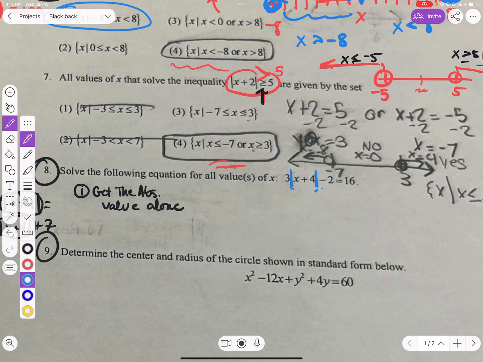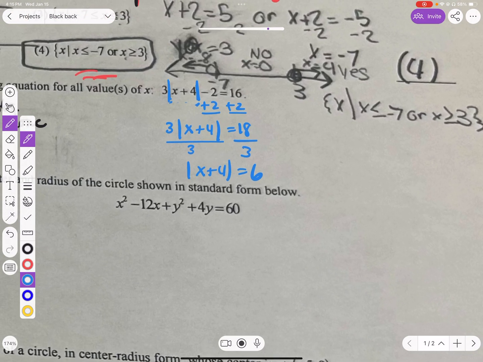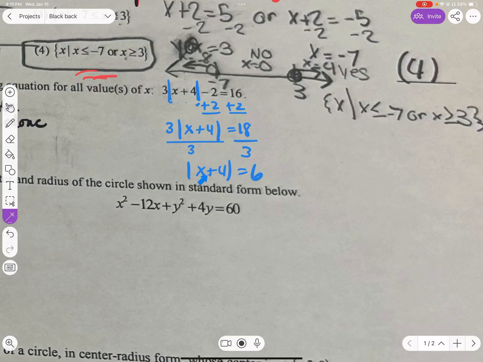To get it alone, I would add 2 to both sides. That gives me 3 times the absolute value. I can't have that 3 in front of it, so I divide by 3, just like I would if that was just an a there. So there we go. Now my absolute value is alone. Then once you do that, you have to write 2 equations because there's 2 possibilities to this thing.